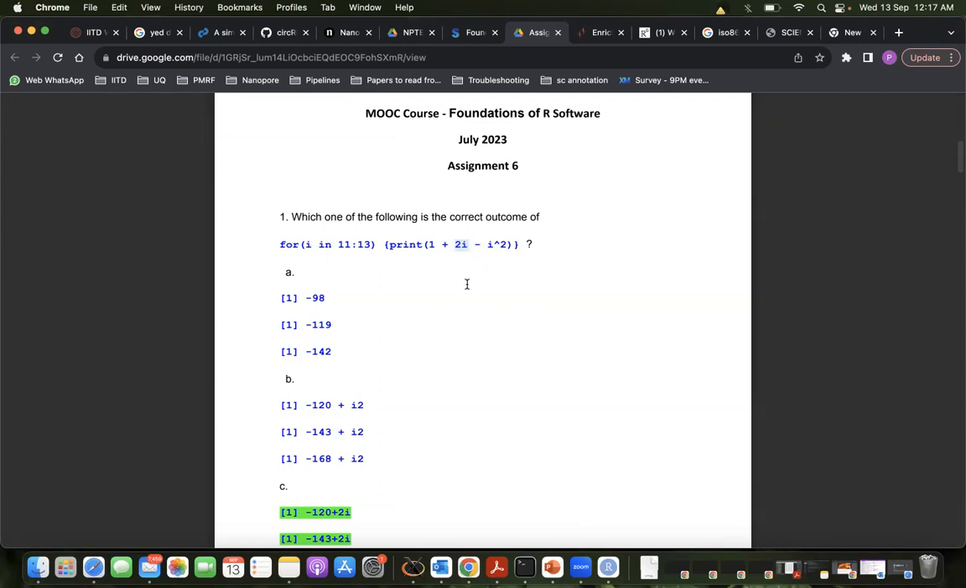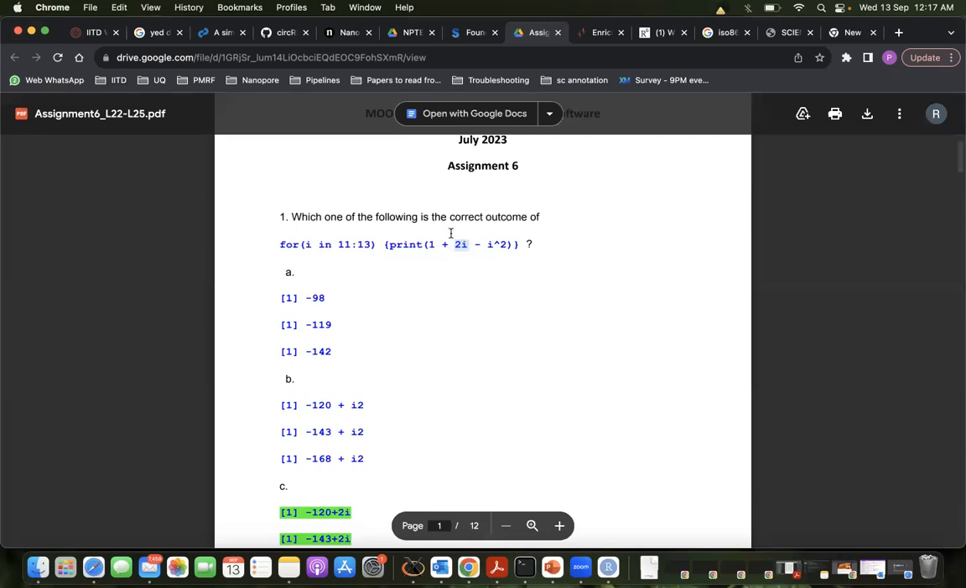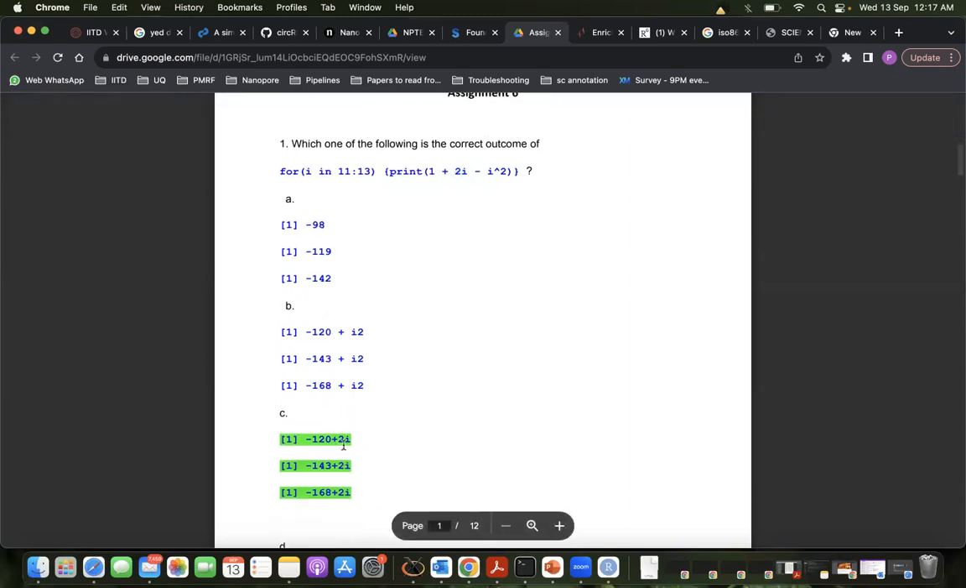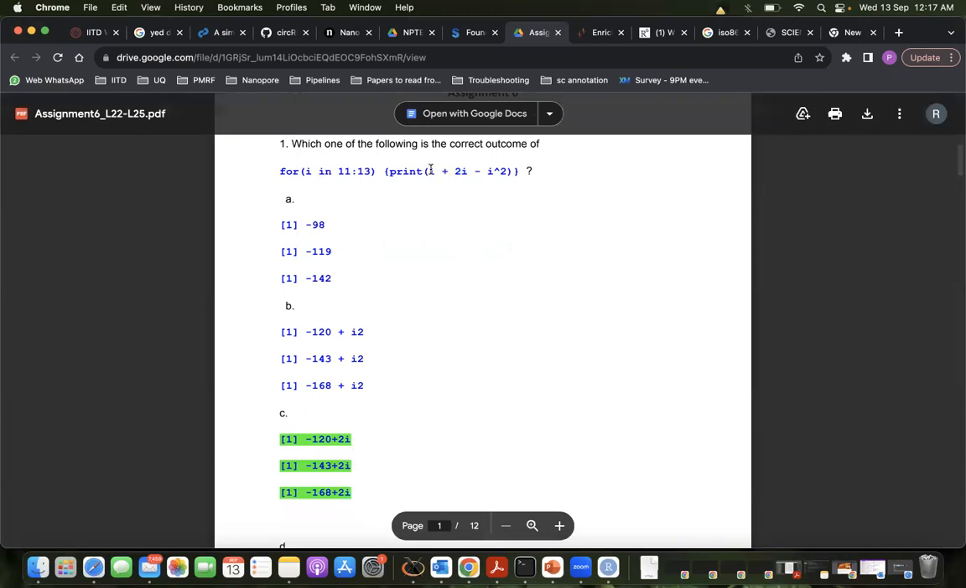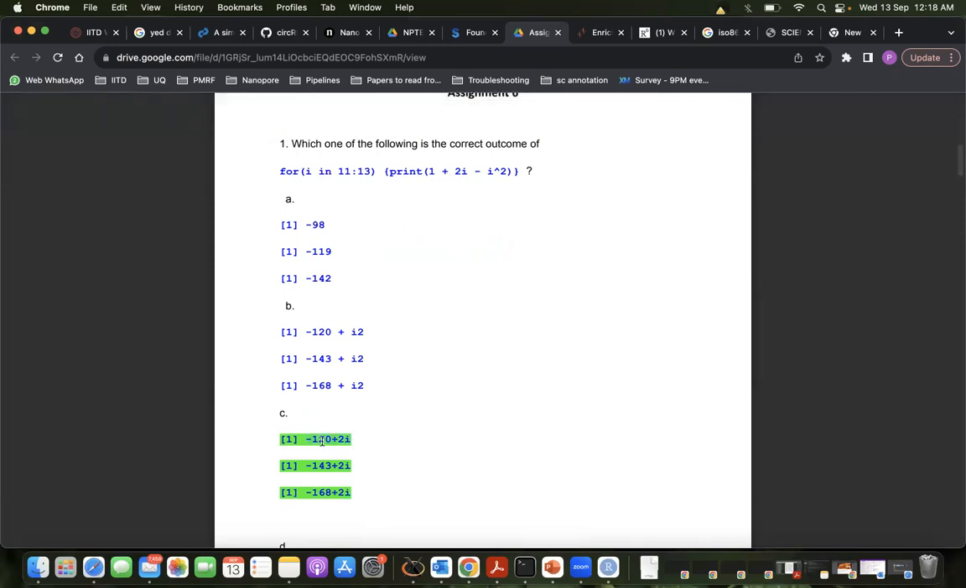So i is actually a reserved word, and i is the imaginary number. So 2i is actually imaginary. Which is why this is outputted as it is, and the rest of it is just there. So 1 minus i to the power 2. When it's 11, it's 11 square, 121. 1 minus 121, that's minus 120. So minus 120 plus 2i, minus 143 plus 2i, and minus 168 plus 2i.